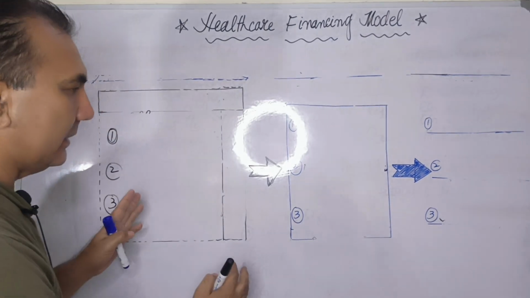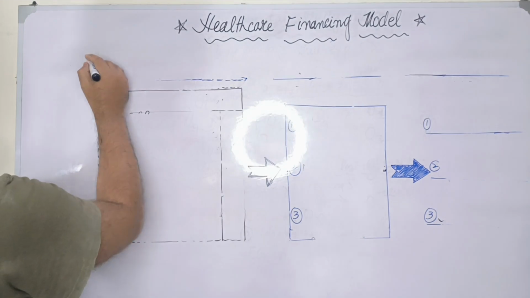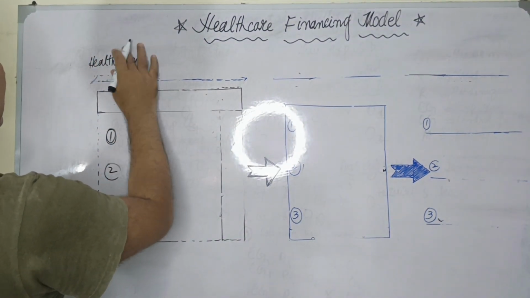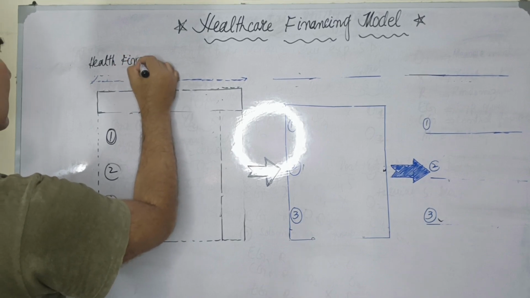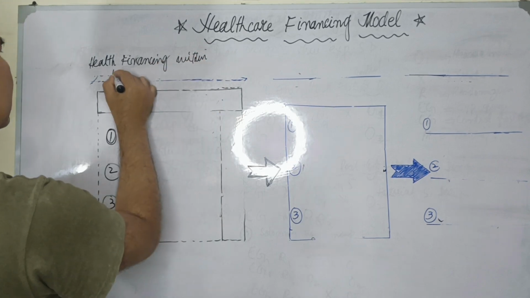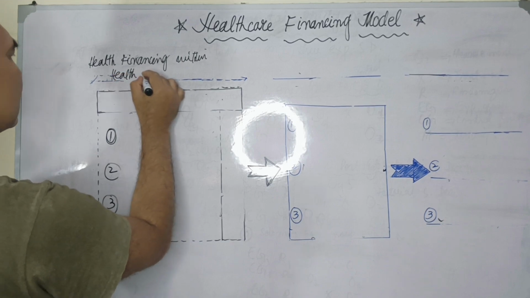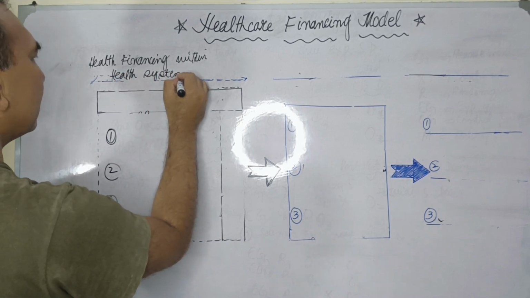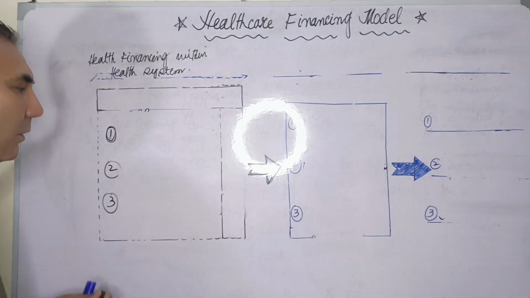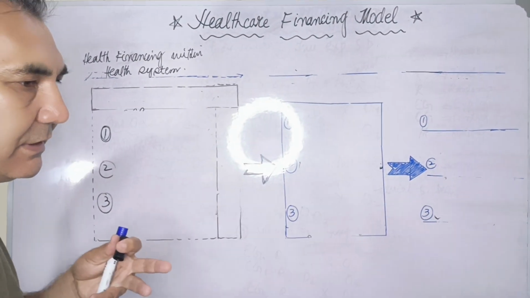The healthcare financing model has three main poles. The first pole is healthcare financing, health financing within the healthcare system. So under this first arm, the left arm, what will we do? How will we finance healthcare within the healthcare system?